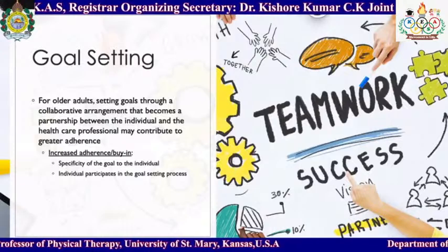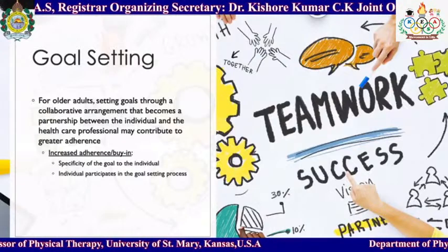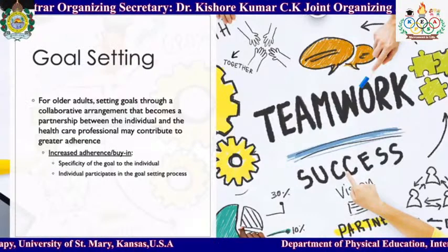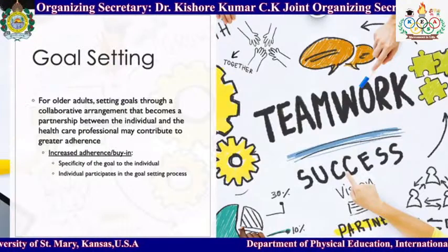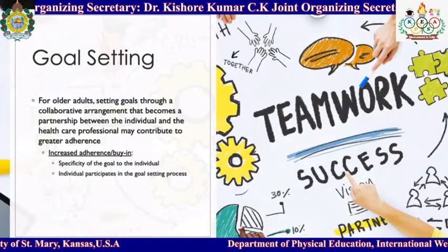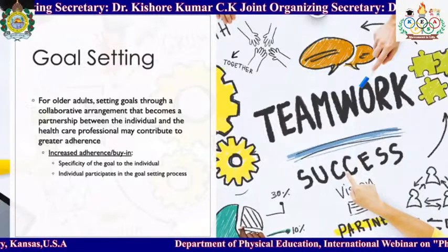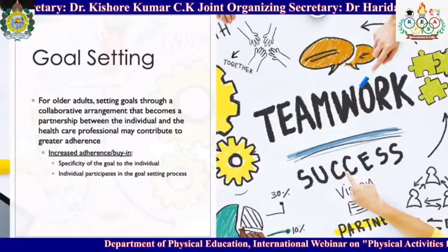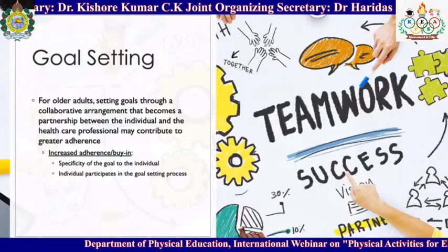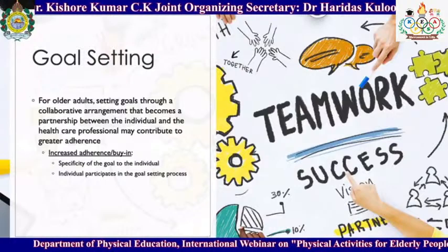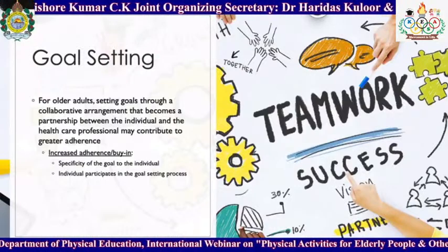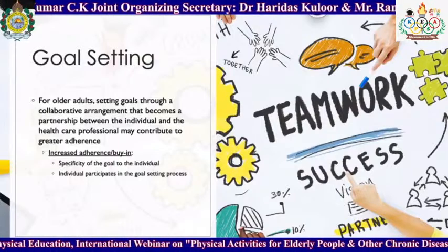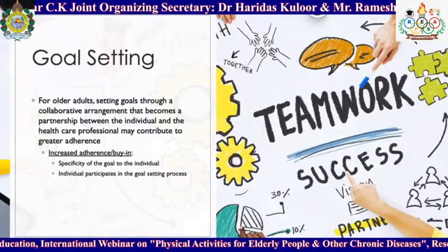And a final thing for goal setting, once again, is that autonomy, that buy-in. For older adults, setting goals through a collaborative arrangement, a partnership between the individual and the healthcare professional, will really contribute to greater adherence. So how are we going to get that adherence or that buy-in to specific goals? Make sure the goal is very specific to what the individual wants. You know, what are they trying to get out of this? Make sure it's not just a general goal that you give to all people, but that you make it very specific to the patient and their life.